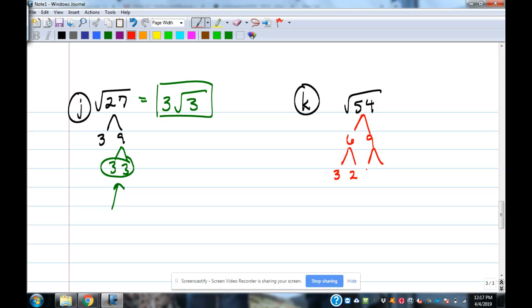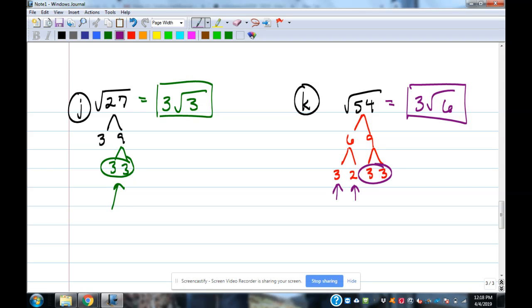9 is 3 and 3. We just did that. So pairs, I've got a pair of 3s. But these 2 are left over. Square root of... Yeah, you're going to multiply that 3 and 2 back together and get that 6 back inside of there. 3 square root of 6. All right.